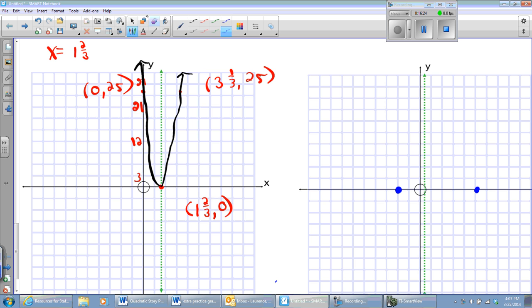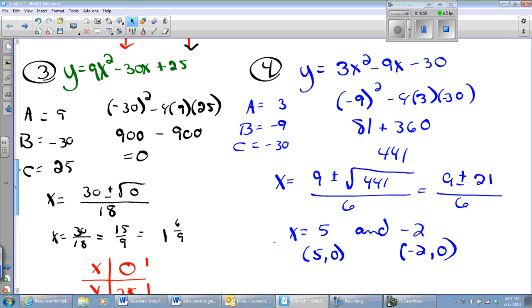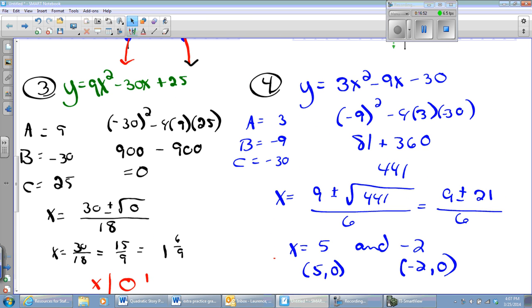Now, my axis of symmetry is not in the right place, is it? No, it's definitely not. But I'll bet you can figure it out. Of course you can do negative b over 2a, which is a good way to do it. But what's negative 2 plus 5? 3, and half of 3 is 1.5. I will bet you that when we do negative b over 2a, it ends up being 1.5. Let's test it. How did I do that? I used symmetry.